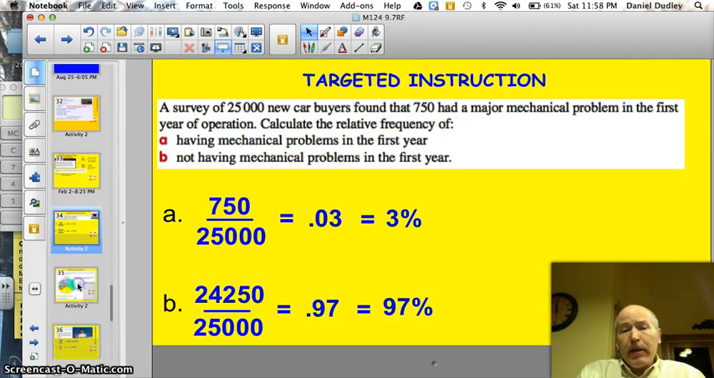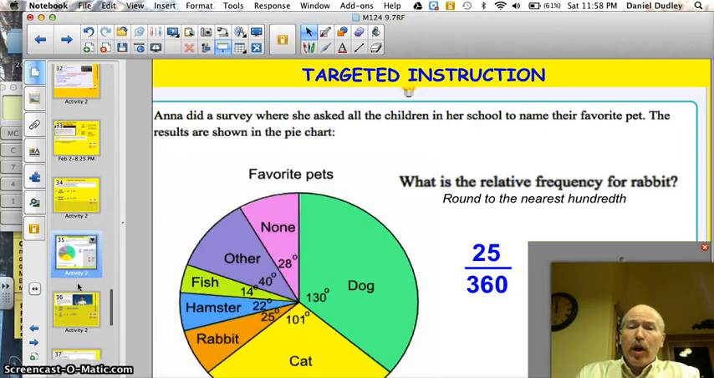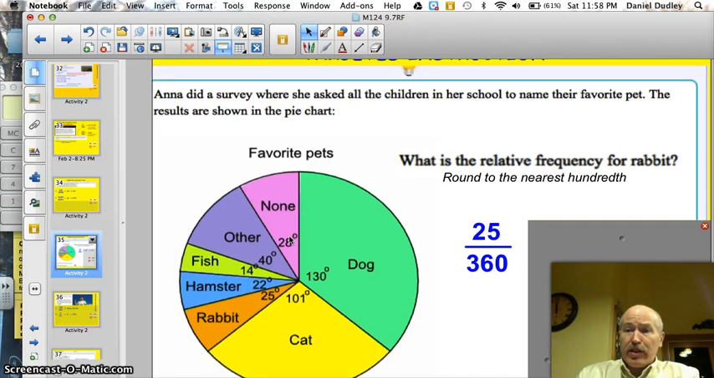All right, next problem. Sometimes they show you a bar graph, a circle graph, a line graph, and they ask you to do some manipulation. So I think the hardest is the circle graph. Okay, Anna did a survey where she asked all the children in her school to name their favorite pet. And they put the results onto a pie graph, a 360-degree pie chart. So what we want to know is what the relative frequency for a rabbit is.